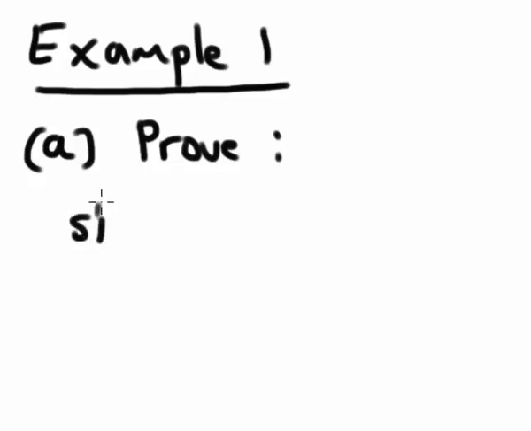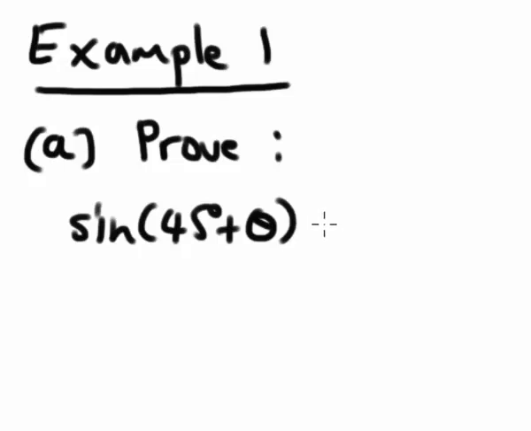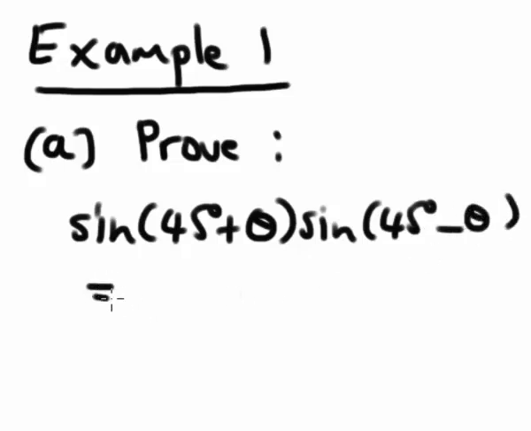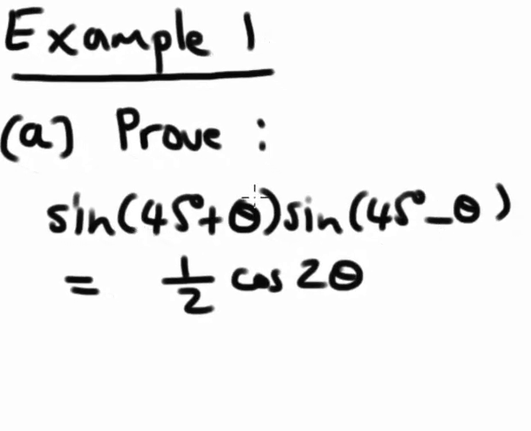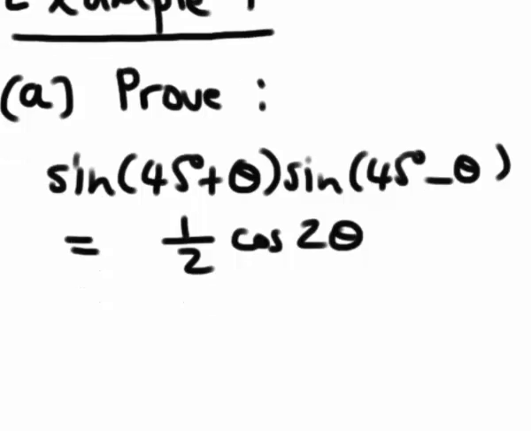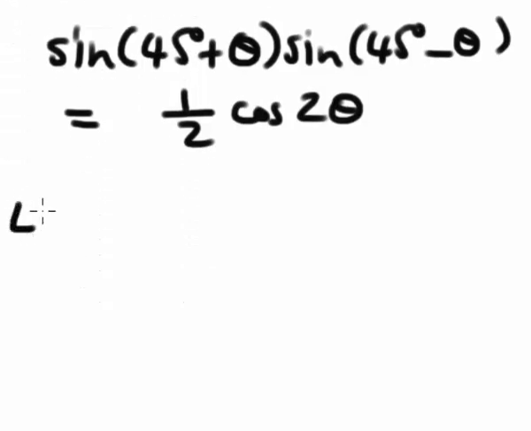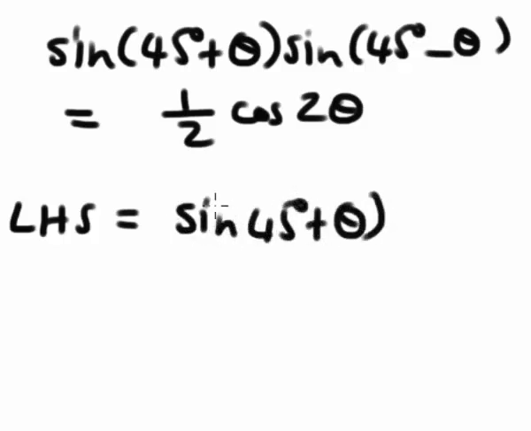Now, careful with this, that sine of 45 degrees plus theta. This is actually off a Matric exam paper. Sine of 45 degrees minus theta actually equals a half cos 2 theta. Now I'm going to start off with the left side because I think that's pretty tricky. So the left hand side is going to be the sine of 45 plus theta, multiplied by the sine of 45 minus theta.